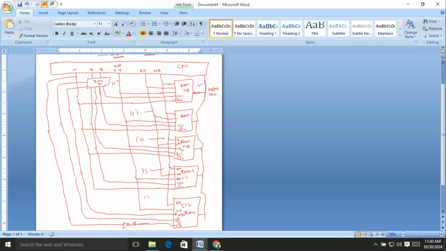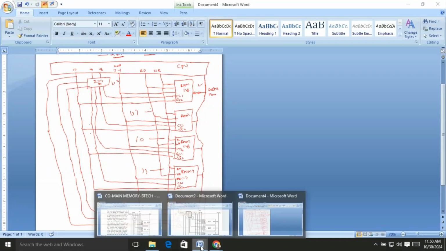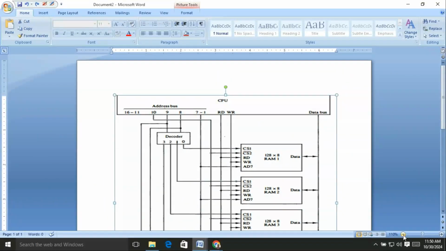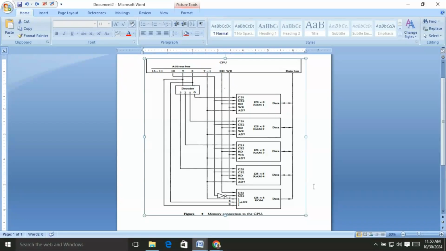Then the ROM is selected. For the neat diagram, I am going to show this figure. Please observe carefully. The diagram is like that.